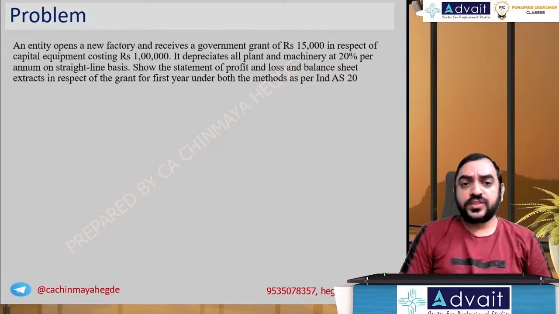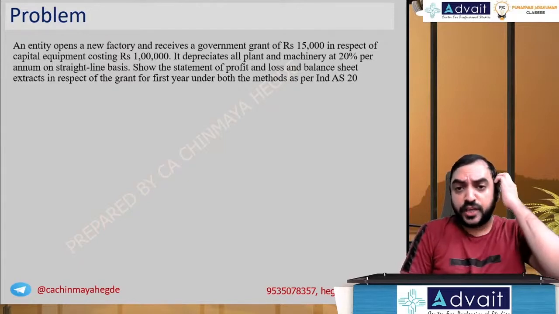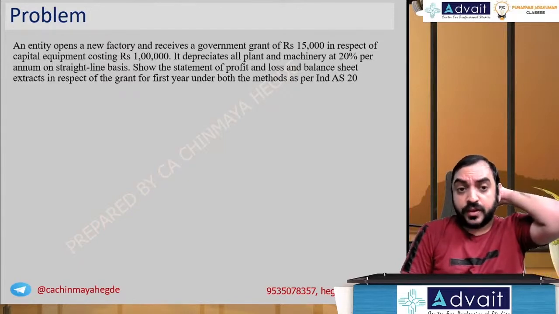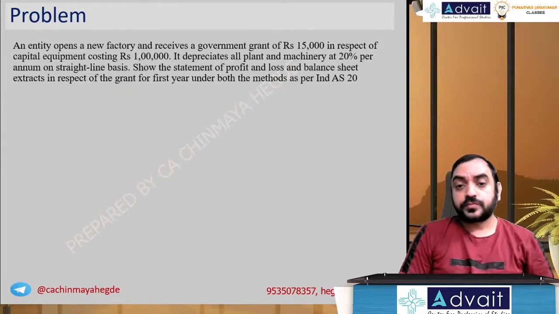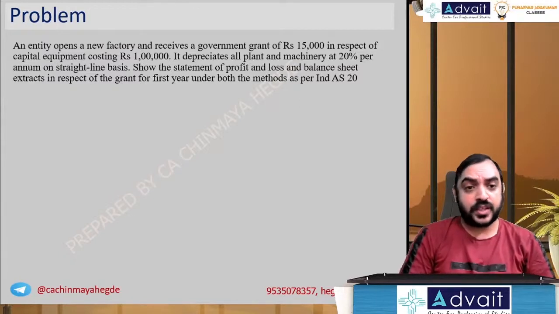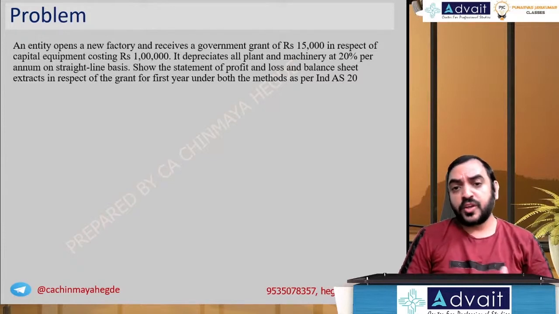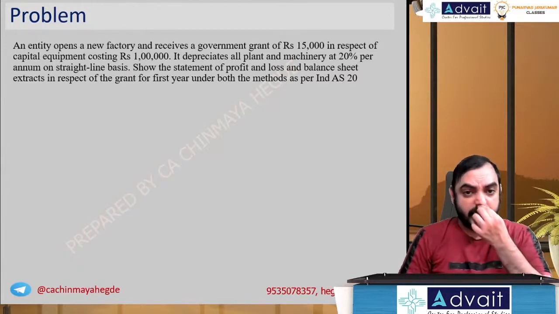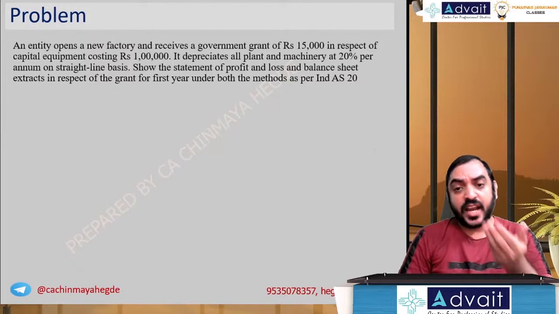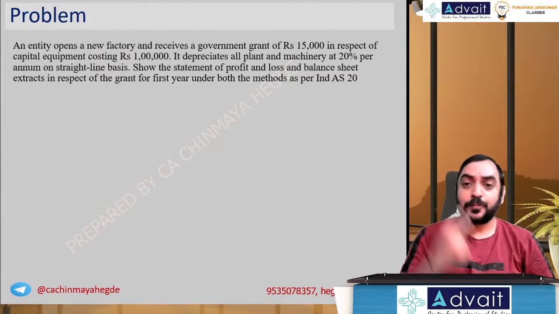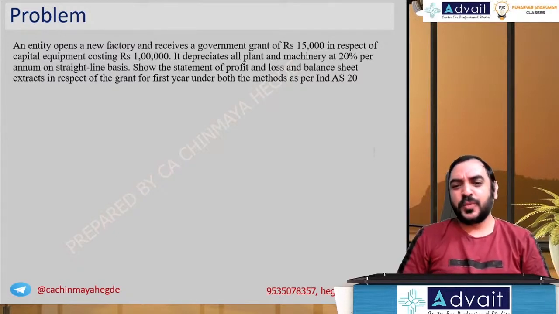An entity opens a new factory and receives a grant of 15,000 in respect of capital equipment costing 1 lakh. It depreciates the plant and machinery at 20% on straight line basis. Show the treatment of profit and loss and the balance sheet extract in respect of grants for the first year and both the methods as per Ind AS 20. What are the two methods? You must be aware of it.